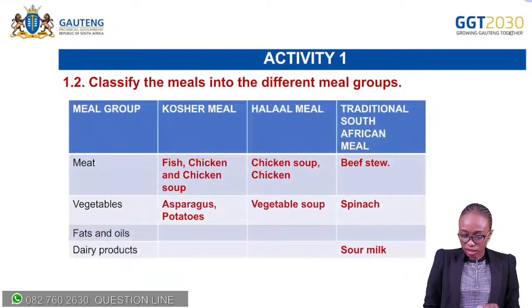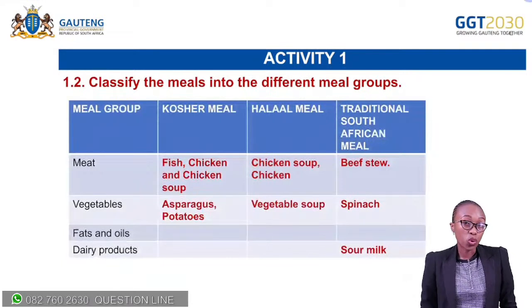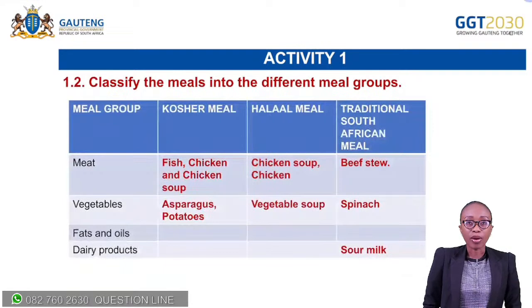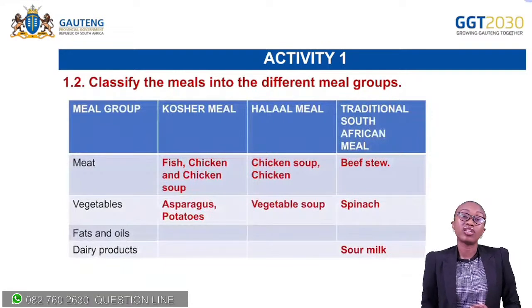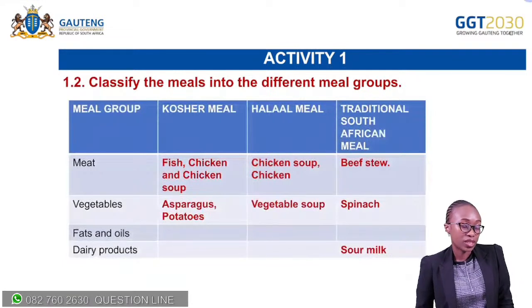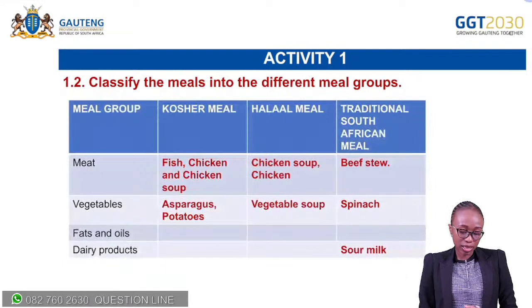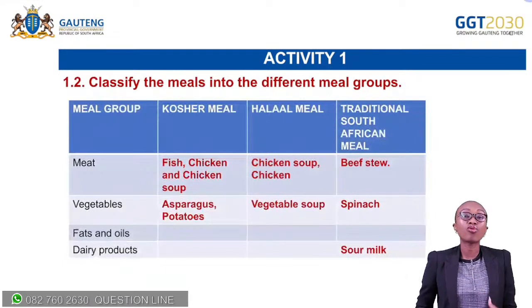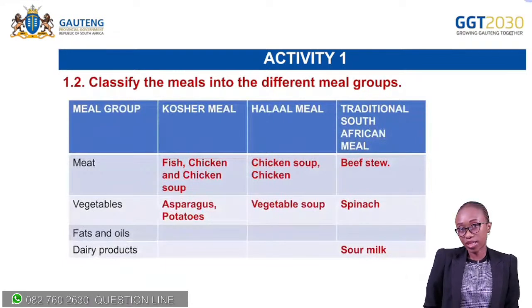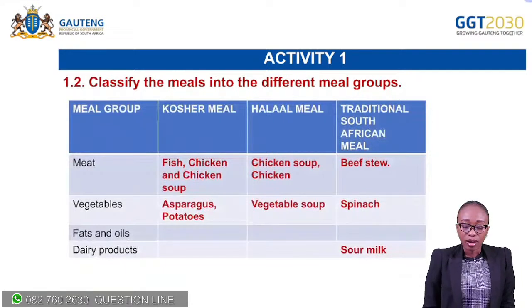And then for our traditional meal, we had beef stew. We'll classify that under meat. Beef is actually a red meat and it falls under the food group meat. And then we had spinach. Spinach is a vegetable. And we also had sour milk, so we'll classify it under dairy products. So those are the different food groups that we had.